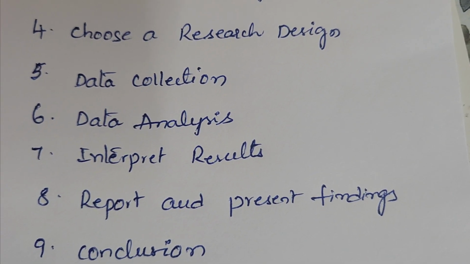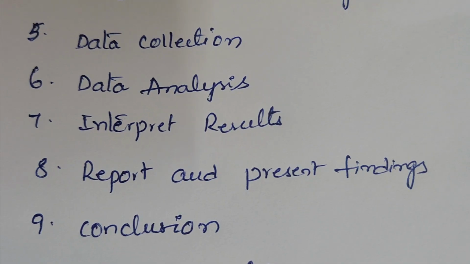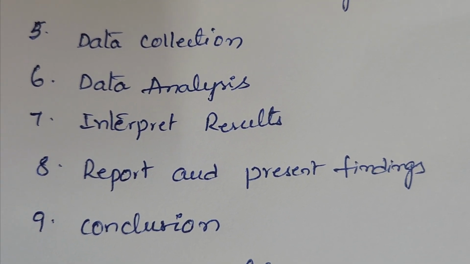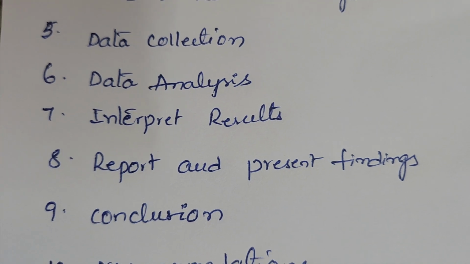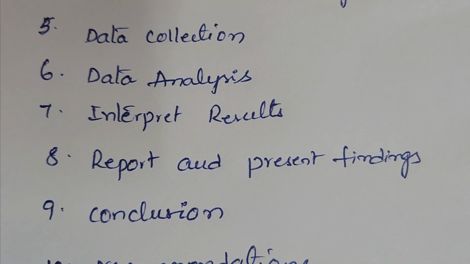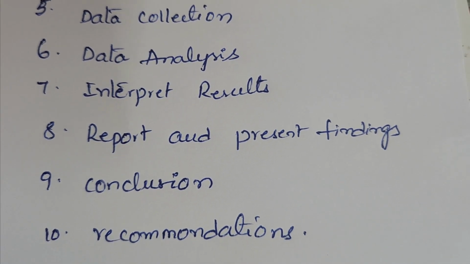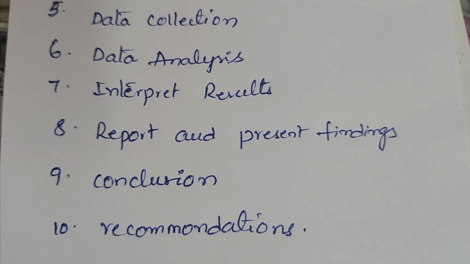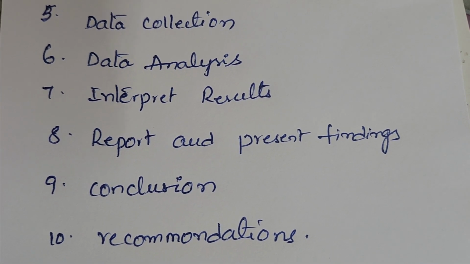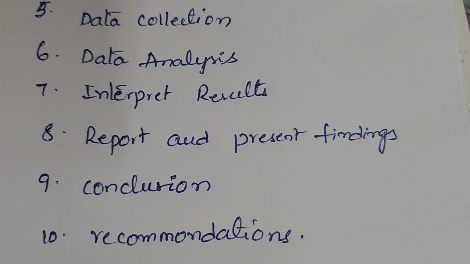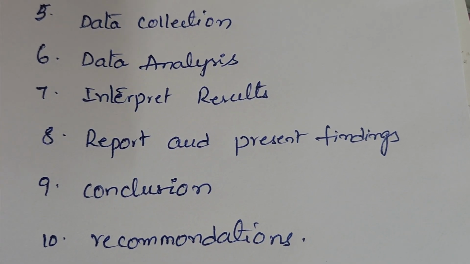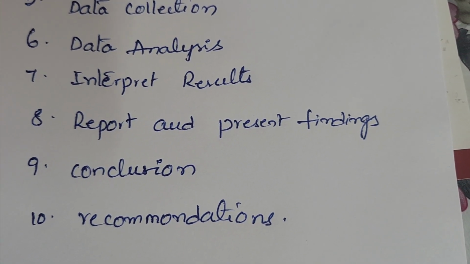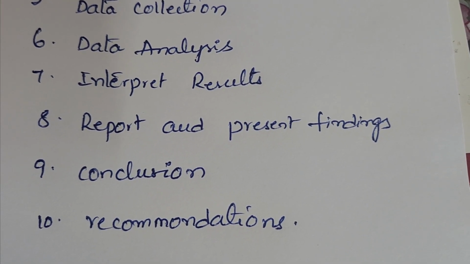After designing the research, then comes data collection. Here we have two types of data, primary and secondary. Depending upon your research problem, collect the data, then analyze the data. For this data analysis, we will use many statistical tools: correlation, regression, mean, median, mode, time series analysis, standard deviation, mean deviation, and so on.